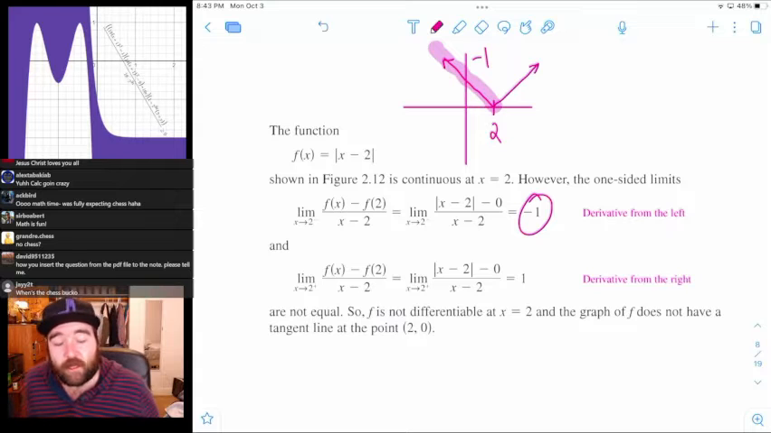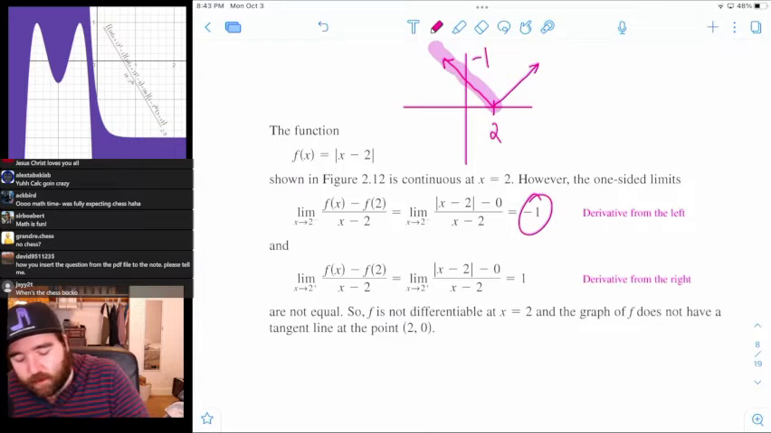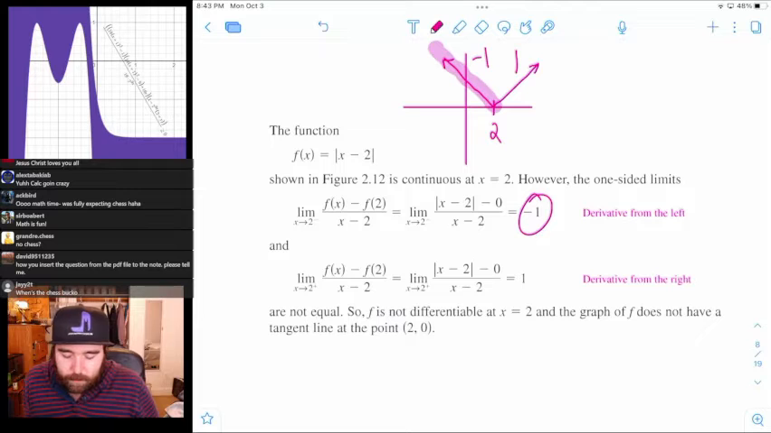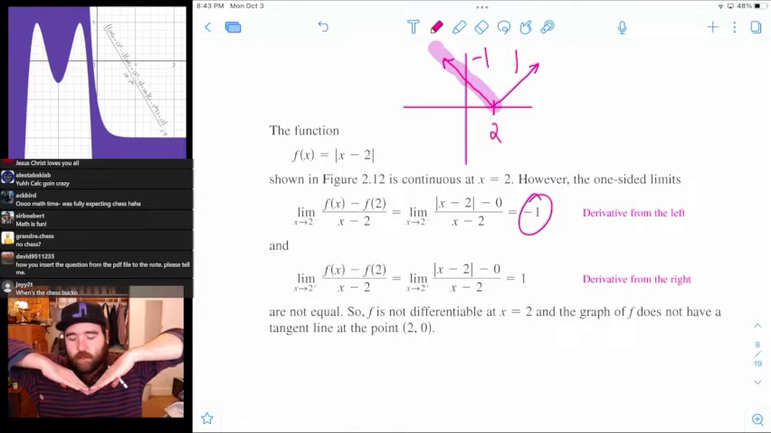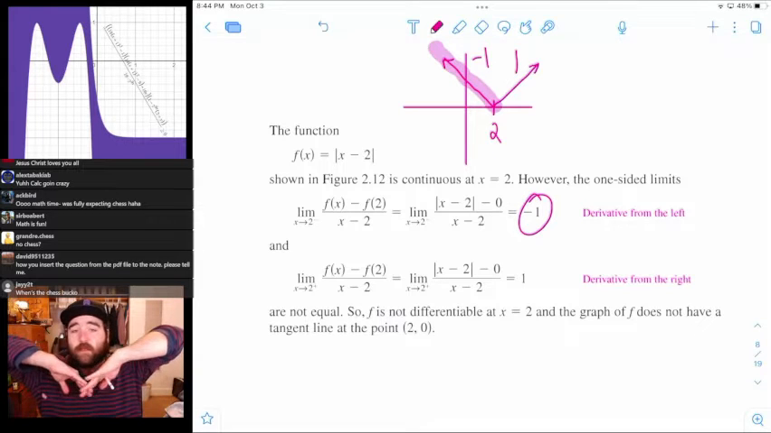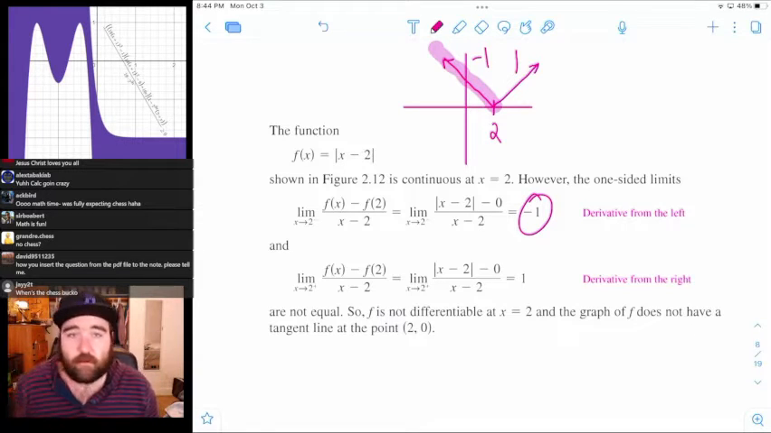But then what happens at 2? At 2, it turns around. And look at that slope over here, 1. And so what they're getting at here is that since there's not a smooth change, there's no derivative here at the corner. So at x equals 2, there is no derivative.